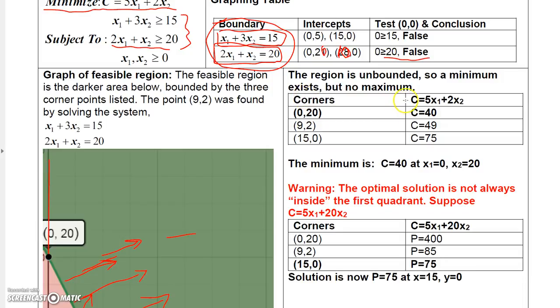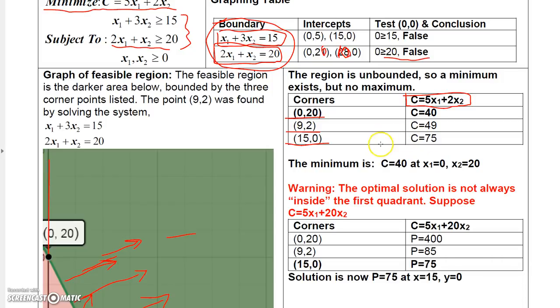Now, the objective function was 5x1 plus 2x2, and my 3 corner points were 0, 20, 9, 2, and 15, 0. If I plug 0, 20 in, I get 40. If I plug 9, 2 in, I get 49. If I plug 15, 0 in, I get 75.